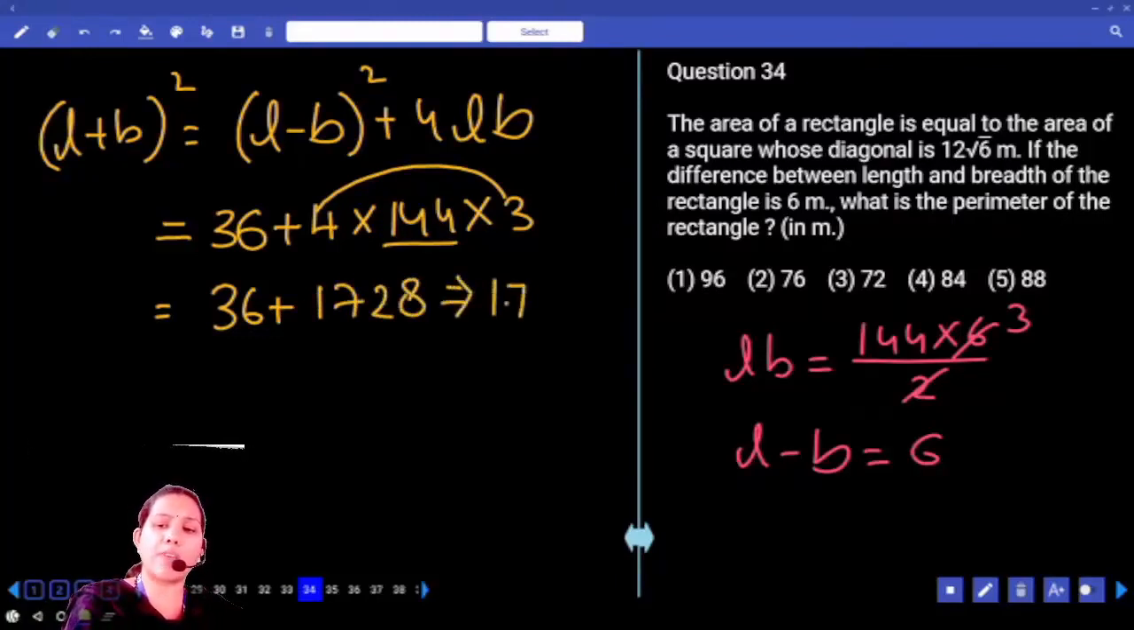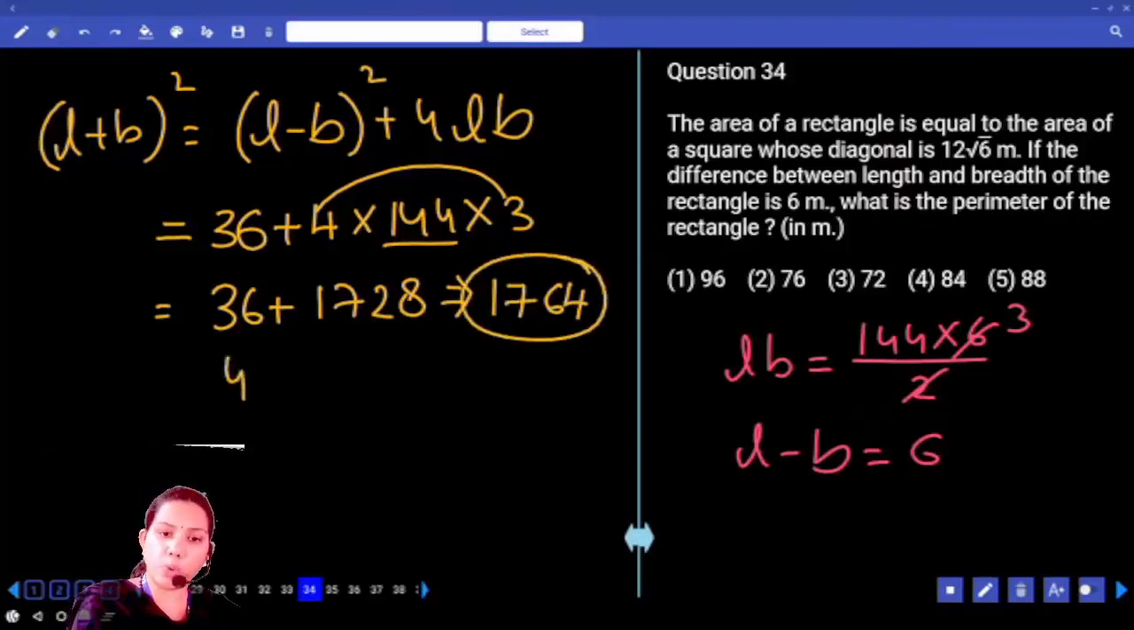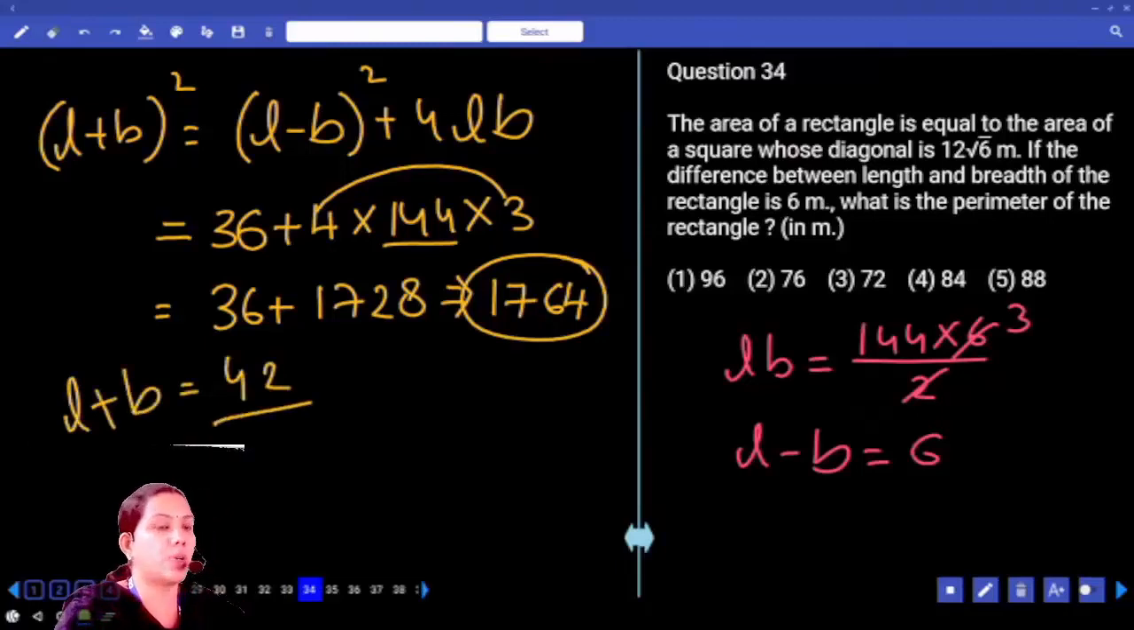What is 1728 plus 36? It is 1764. What is the square root of 1764? 42. So finally we conclude that L plus B is equal to how much? 42. What is your question? Perimeter of the rectangle. Formula: 2 into L plus B. L plus B is 42, then 2 into L plus B is 84. Fourth option.